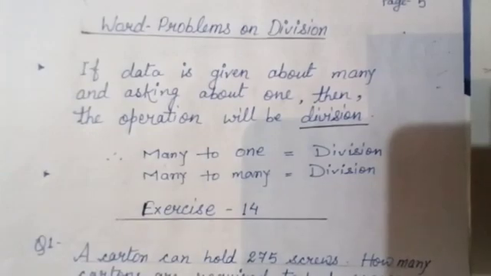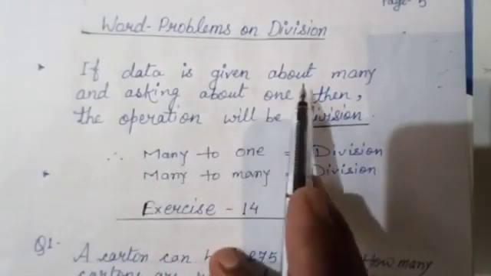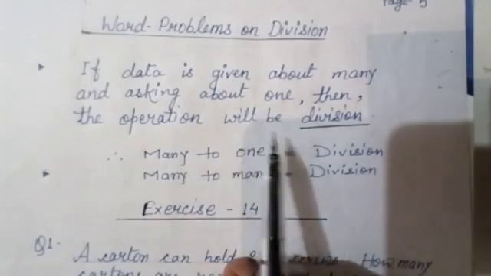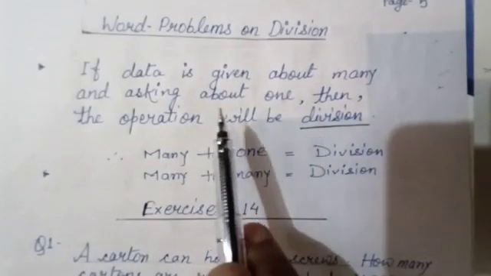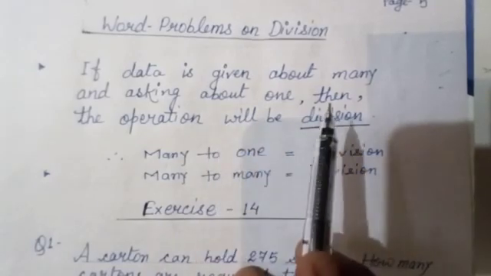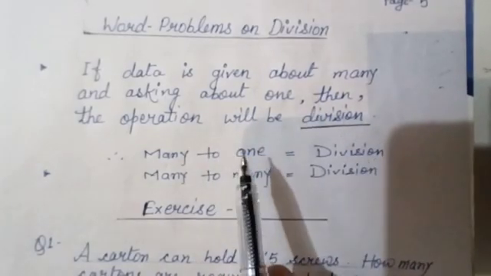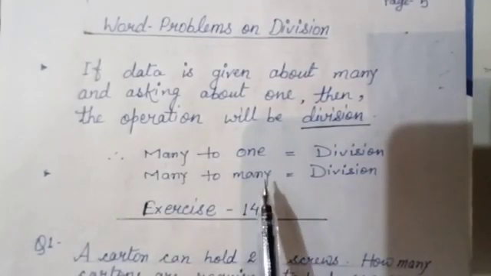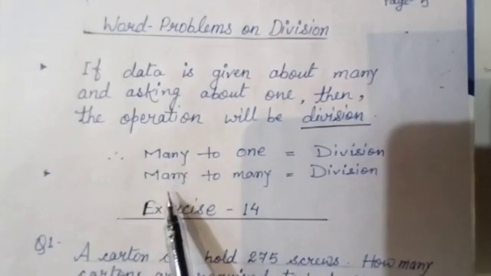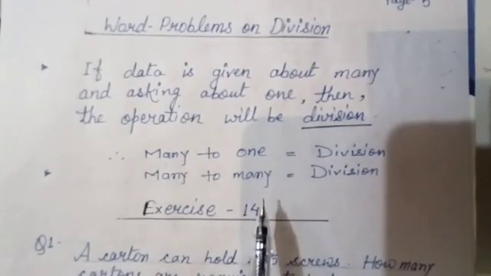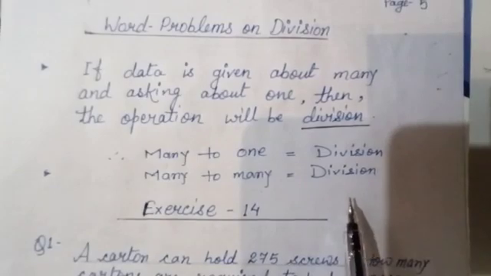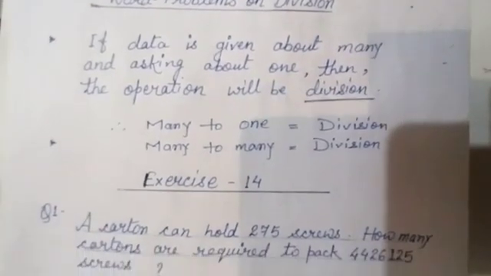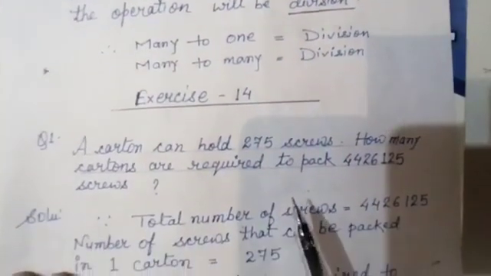First of all, how to identify the word problems based on division. For this, you have to focus here: if the data is given about many and asking about one, then the operation will be division. Suppose it is given that the cost of 10 refrigerators is this much, and you have to find out the cost of one refrigerator. That means division. And sometimes if the data is given about many and you have to find out many, at that time also the operation will be division. Let's see how. It is given in your book in the form of Exercise 14 problem sums.